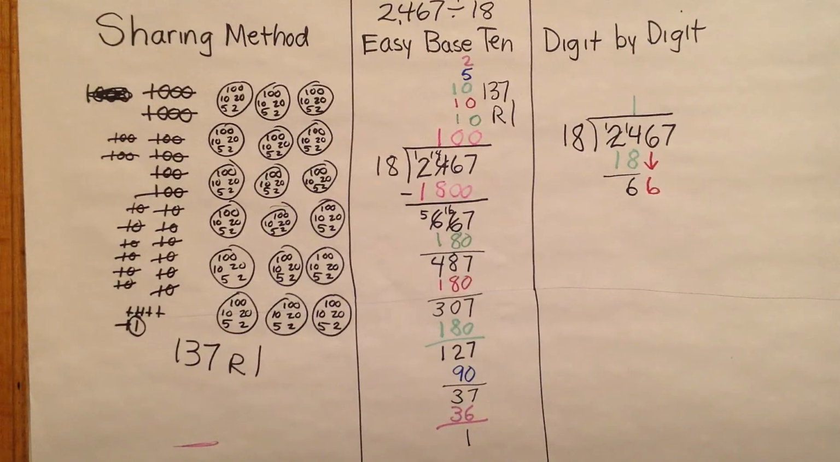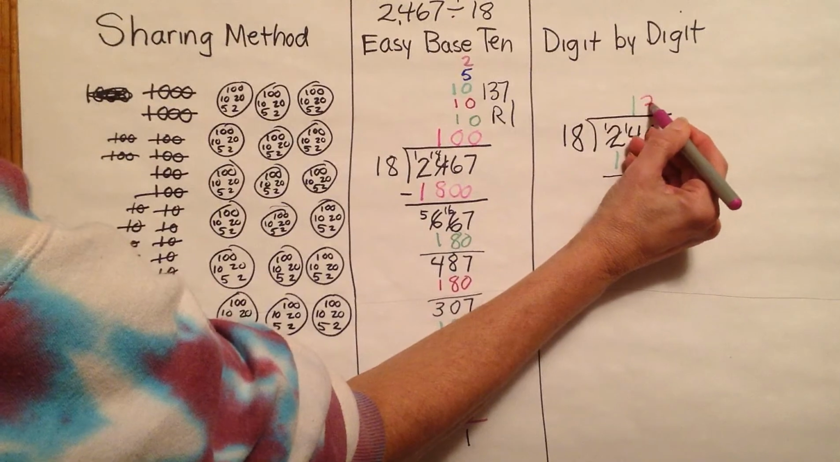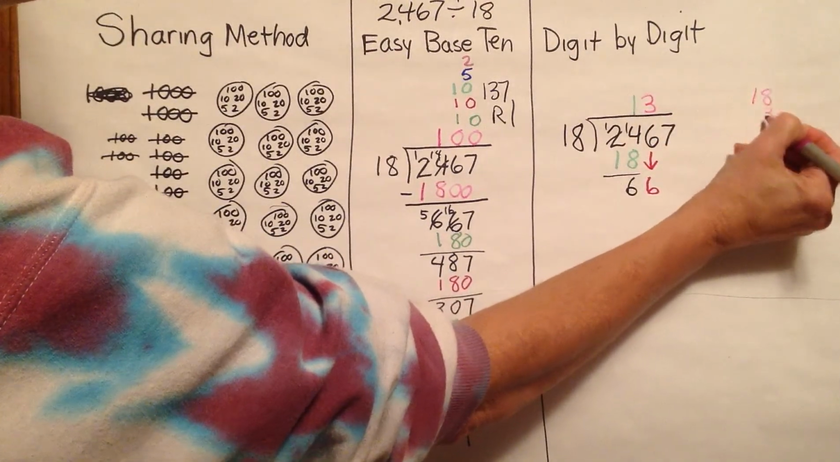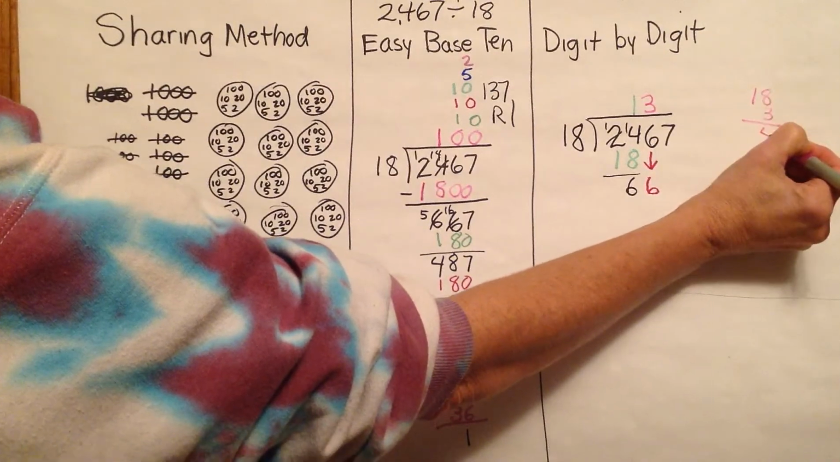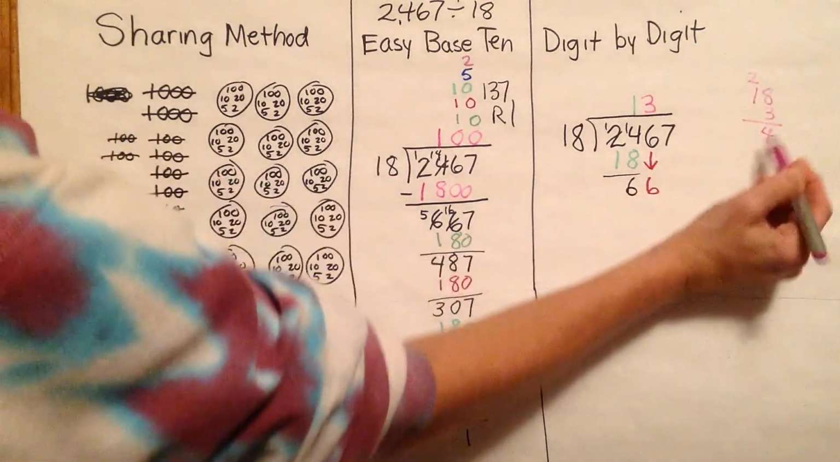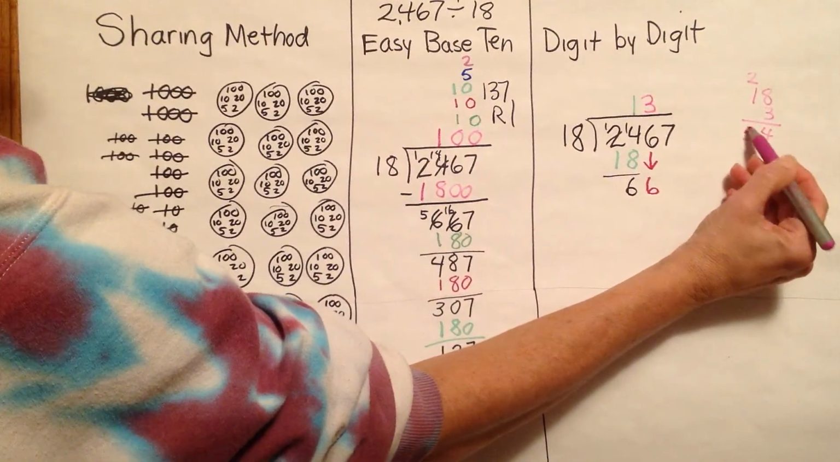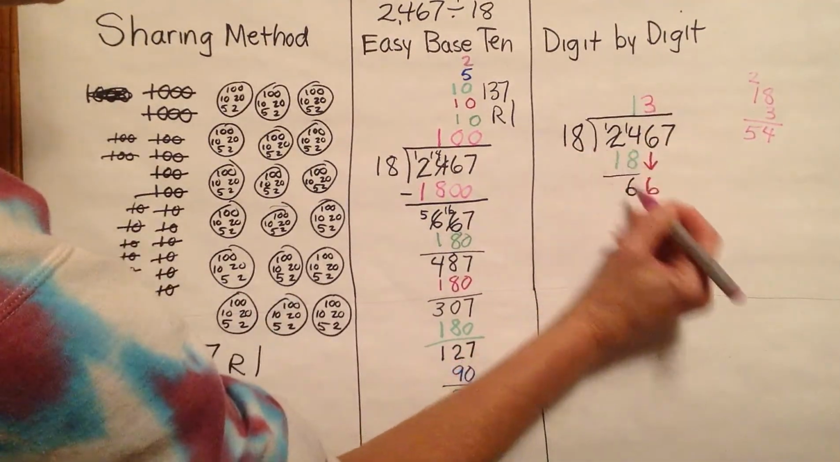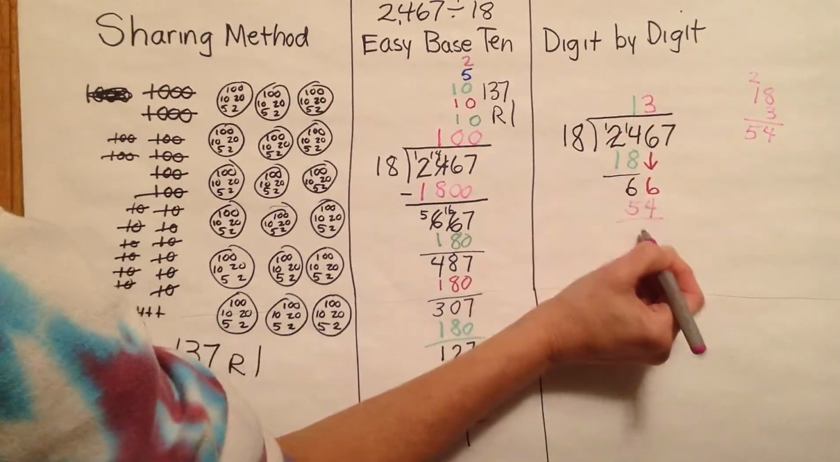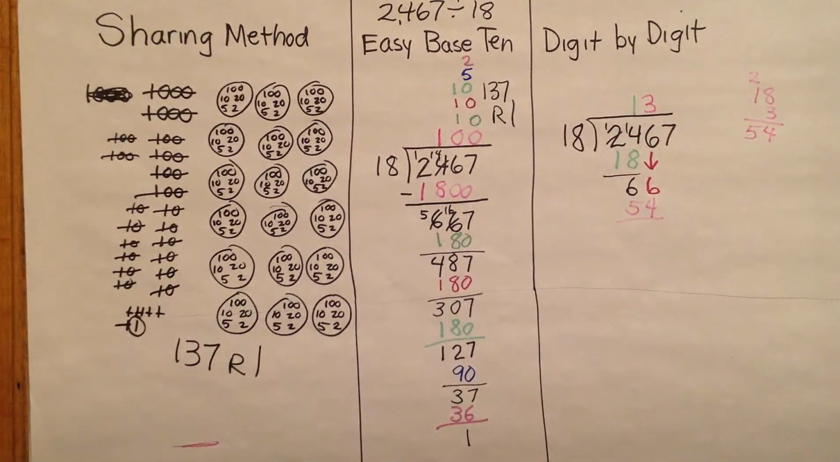Let's try 3. So I'm going to do a different color. 3 groups. Now I can go over here to the side and say 18 times 3. 3 times 8 is 24. Regroup my 2. 3 times 1 is 3, plus that 2 is 5. So 3 times 18 is 54. If I made 3 groups of 18, I used 54. I'm going to subtract and see how much I have left over now.